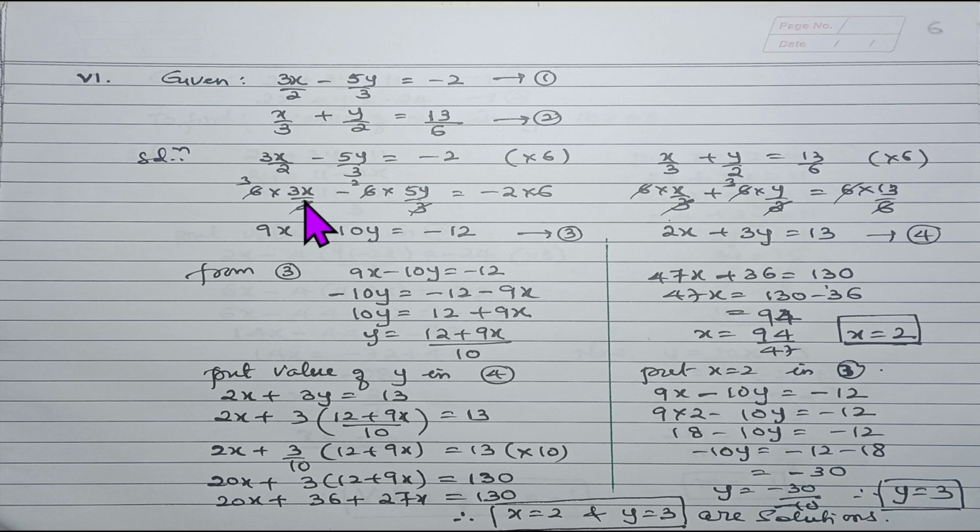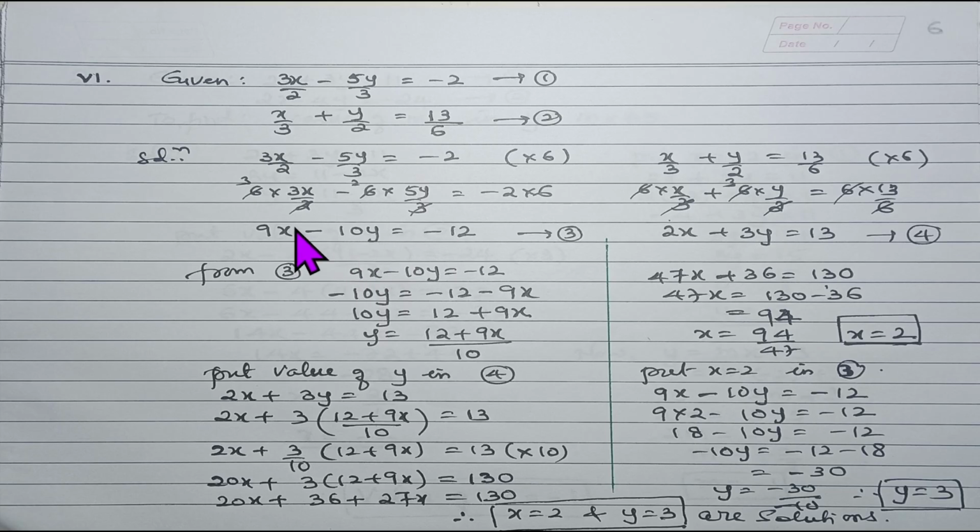So it becomes 6 into 3x by 2, 6 into 5y by 3, and 6 into minus 2. So when I multiply, 2 3s are 6, 3 2s are 6, and I get 3 into 3, 9x here, and minus 10y here, and minus 12. See, the equation has become so simple. It's a standard linear equation in two variables.